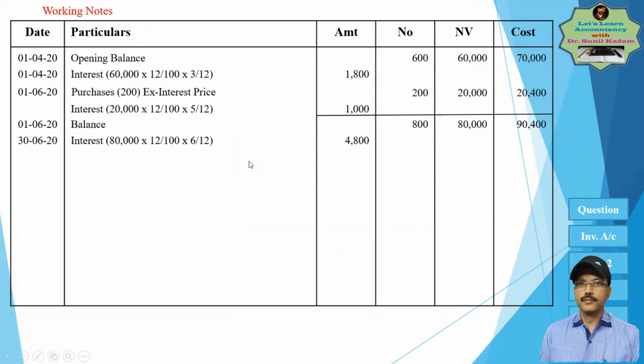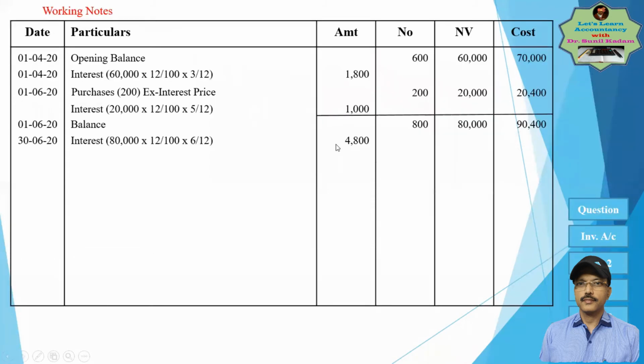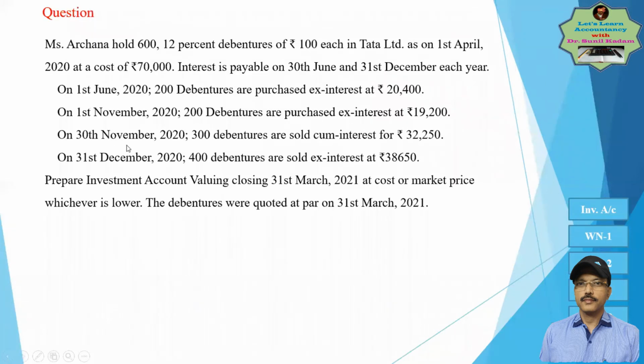And for that purpose, we will pass a journal entry. Bank account debit 4,800 to interest account 4,800. And it will be recorded in the investment account credit side on 30th June 2020 by bank. Interest account credit side 4,800 is what we have calculated. 4,800 recorded. Let's go to the question. Check what is left out.